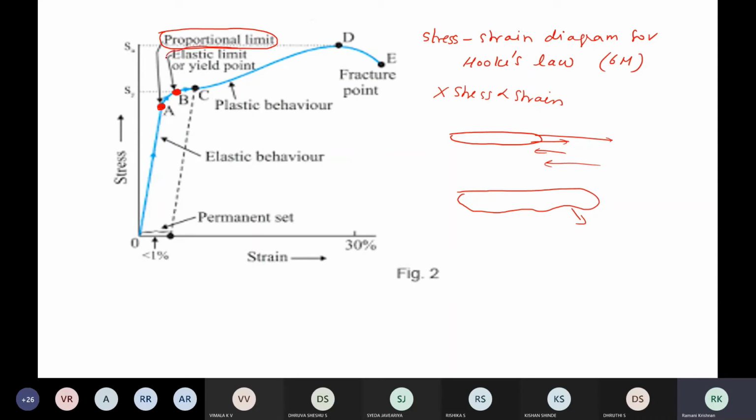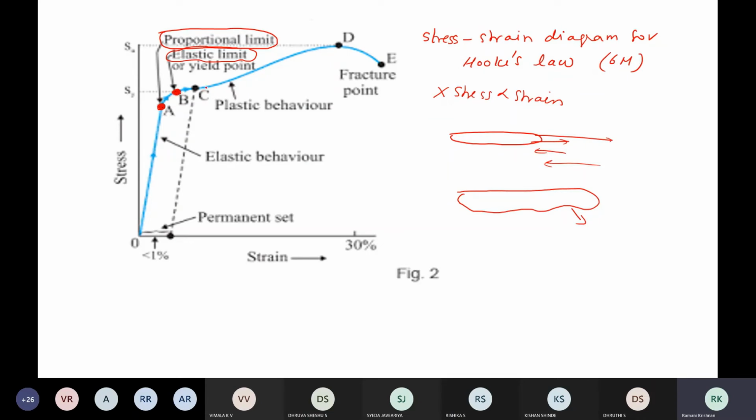This is another important term. It is called elastic limit. Okay, so in OA the full elastic behavior takes place. Right. So A is called proportional limit because stress is proportional to strain. B is called yield point or elastic limit. After this, the body is not going to remain elastic. It is going to become plastic. So B is the yield point, the ending point of the elasticity of the material.